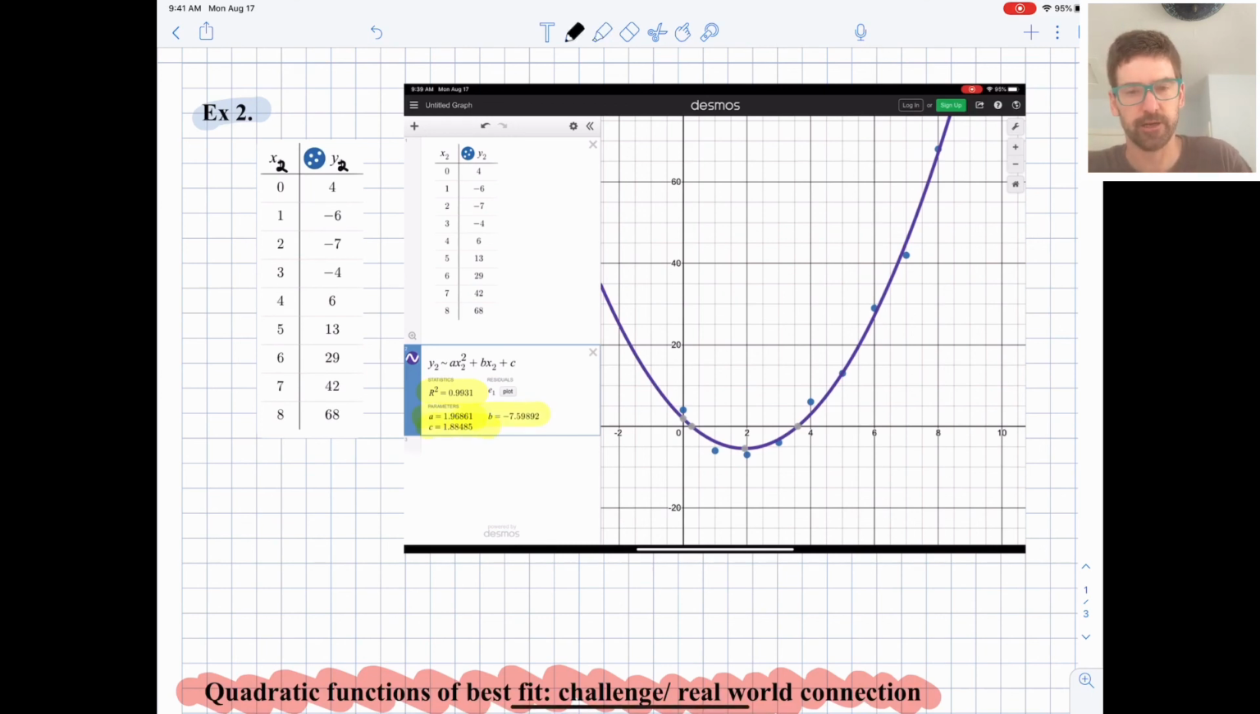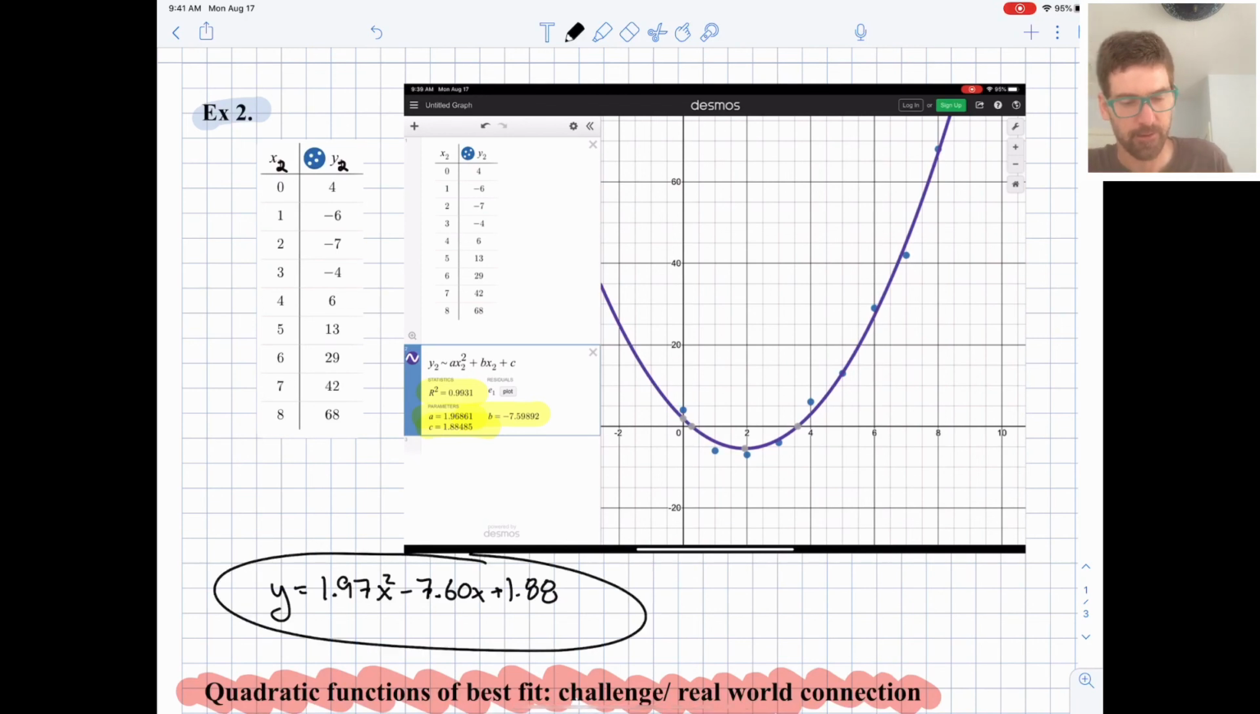So let's write out our final standard form function equation here. I will round to 2 decimal places. All right, there you go. So that looks like our standard form equation for that function of best fit. All right, and that's a good place to stop.